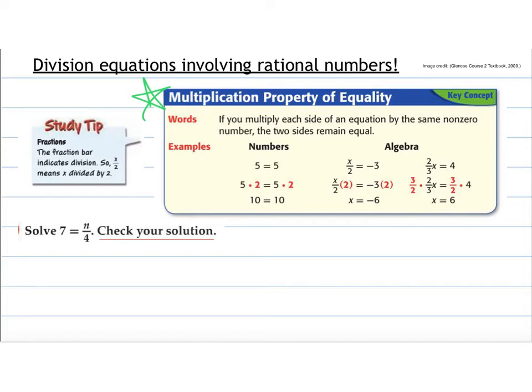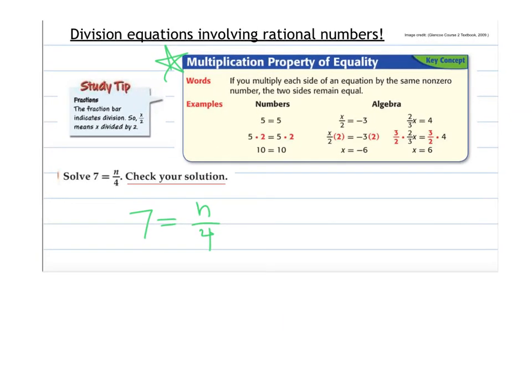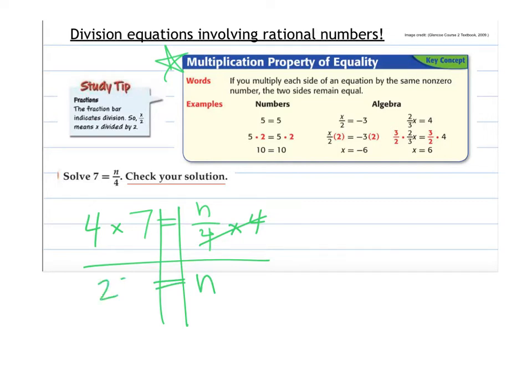Okay. So now we are going to solve and check this. So we have 7 equals n over 4. Okay. So we start with our train tracks. Now we are taking n and we are dividing it by 4 in the equation. The opposite of division is multiplication. So we are going to multiply both sides by 4. The 4's cancel, and we are left with n equals, well, 7 times 4 is 28.